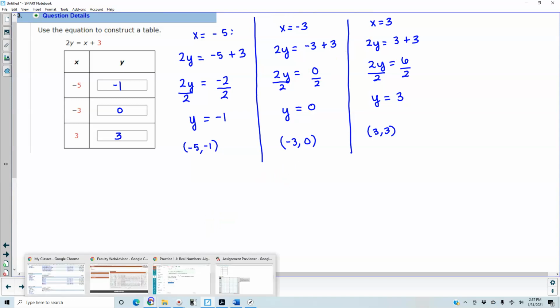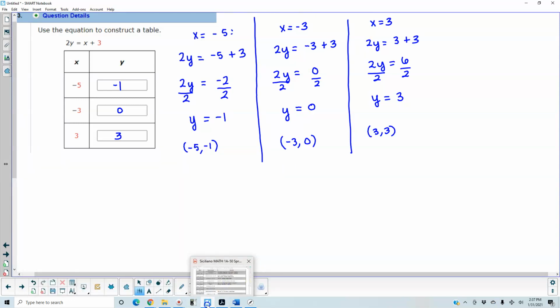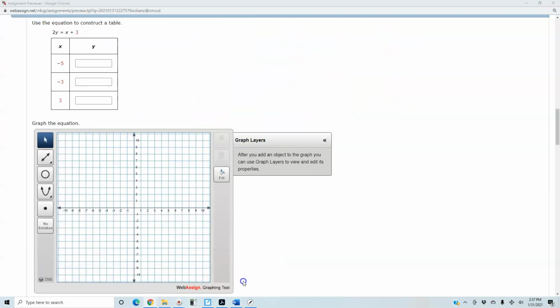Now let's go ahead and graph this on WebAssign. So we have -1, 0, and then 3. Okay, now we're going to go ahead and select this tool. And then we're going to put in (-5, -1). So we're going over to your left, -5, and then go down 1. So therefore, there's your first ordered pair. The next one is over -3, and it's 0 up or down, so there's our next point.